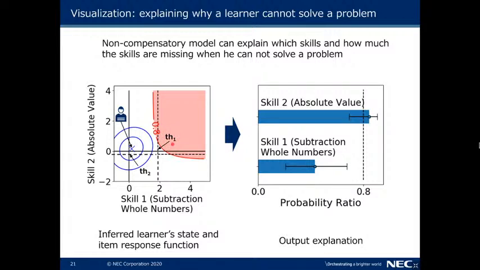problem regarding skill 1. And if you have skill number 2 more than threshold 2, you have more than 0.8 chance to solve this problem with respect to skill number 2. So using these threshold values, we can draw this kind of bar chart.